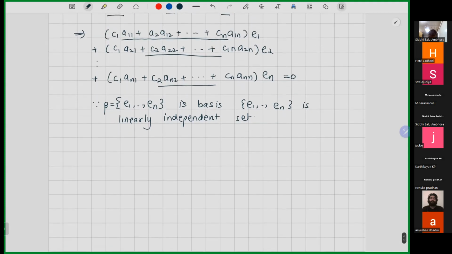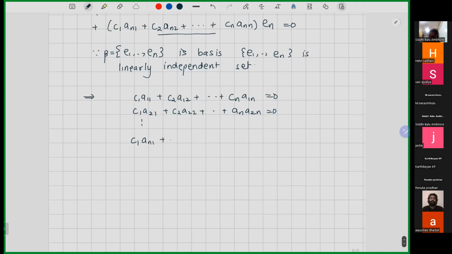So I will just write this is equal to zero. So this will imply what? That C1A11 plus C2A12 plus ... CNA1N is equal to 0, C1A21 plus C2A22 plus CNA2N is equal to 0, and so on. I will get that C1AN1 plus C2AN2 plus CNANN is equal to 0.